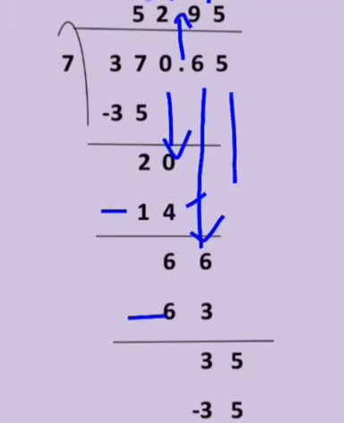Next, the last digit of the dividend, that is 5, will come here. 35. So 7 fives are 35. Finally the remainder is 0. So after division we can see that if the man spent 52 rupees 95 paise every day, then he can spend 370 rupees 65 paise in the week. Okay, so let's do all division of money in this way.